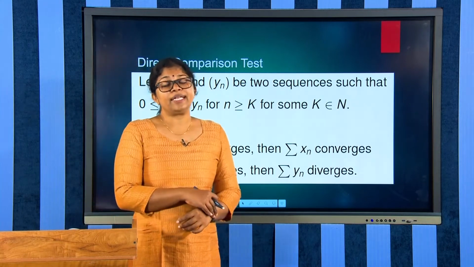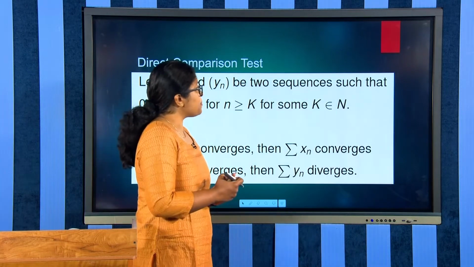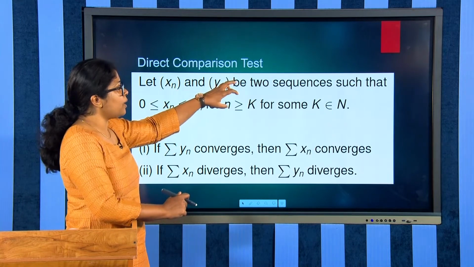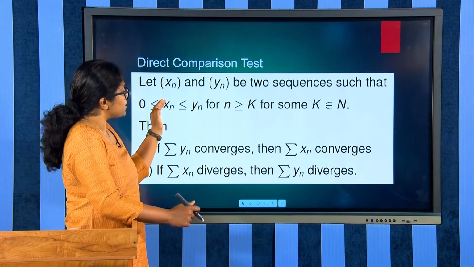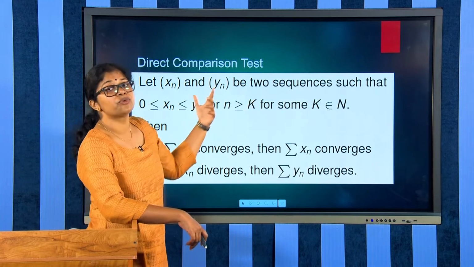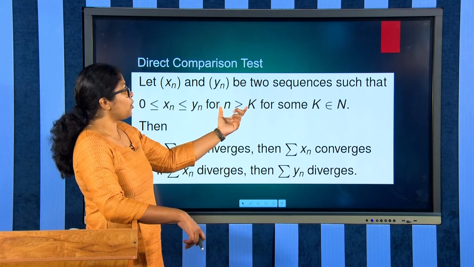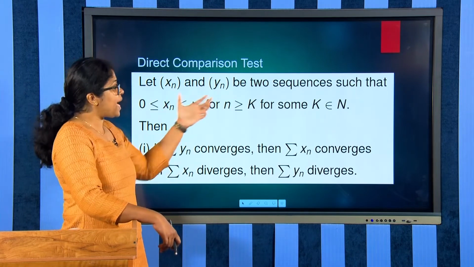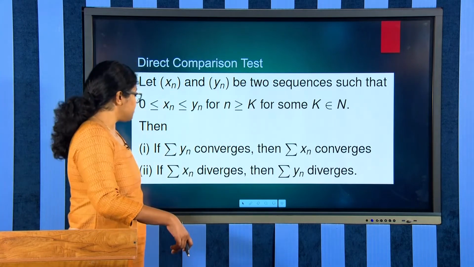Now, we have the important test which is called the direct comparison test. The direct comparison test says that if sequence xn and sequence yn are two sequences such that 0 is less than or equal to xn less than or equal to yn for n greater than or equal to k, it need not be true for every n, but after some particular value it should hold, because at the end the two sequences should be comparable. That is the meaning of this.